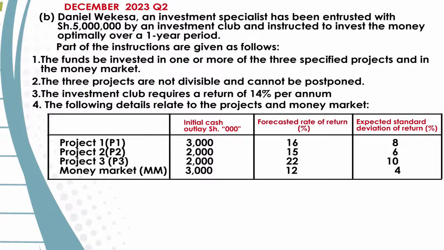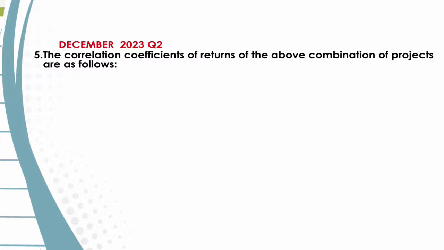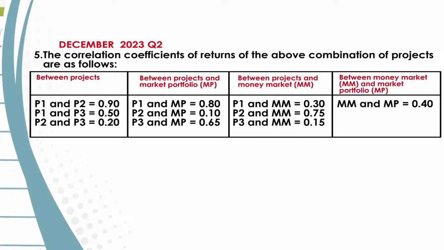We have the initial outlay for each project, the forecasted rate of return for each project, and the expected standard deviation for each project. Number 5, the correlation coefficients of returns of the above combination of projects are as follows. So we have combination P1, that is project 1, and P2, project 2. Then there is combination P1 and P3 and combination P2 and P3.